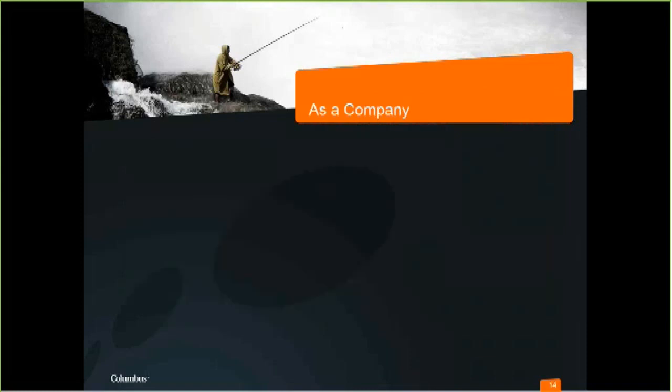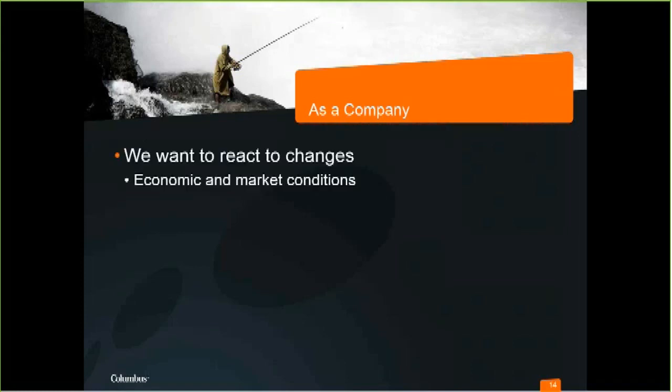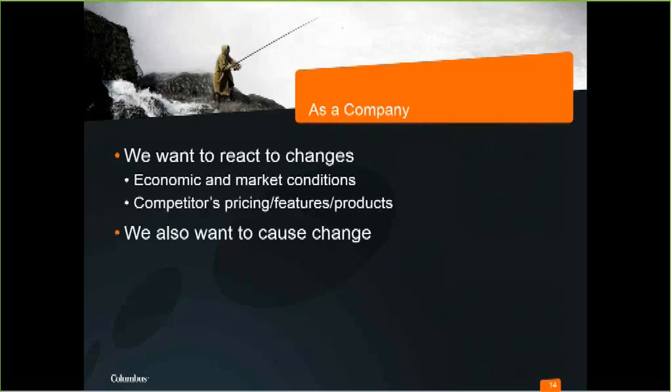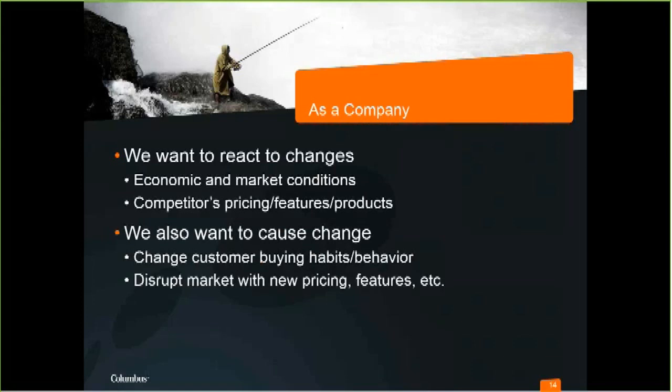So as a company, your company wants to react to changes, right? If the economy is tanking, you might need to start monitoring your customers and monitoring your pricing. We need to look at what our competitors are doing. We also want to cause change by changing buying habits or interrupting people. They weren't looking for mountain bikes, but now we're going to do some interruptive marketing and make them actually be interested in purchasing mountain bikes. Maybe new features, new pricing. Okay, this isn't business intelligence, right? But that's what a company wants to do.